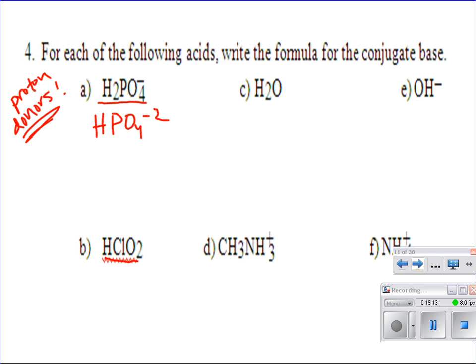Yikes. All right, so what does that make? What's our conjugate base here? Good. H2O acting as an acid becomes OH minus.